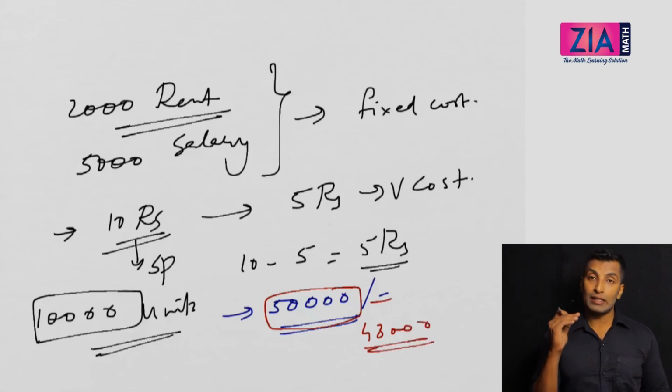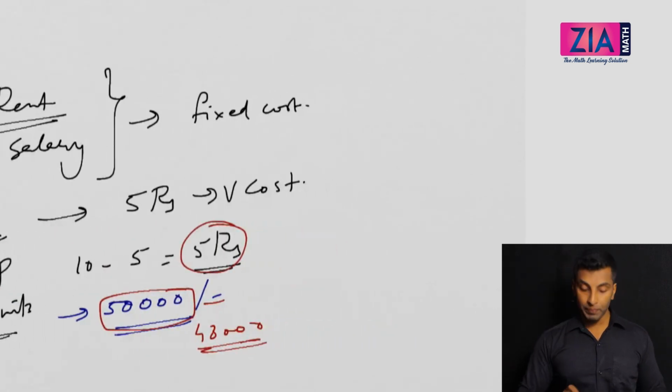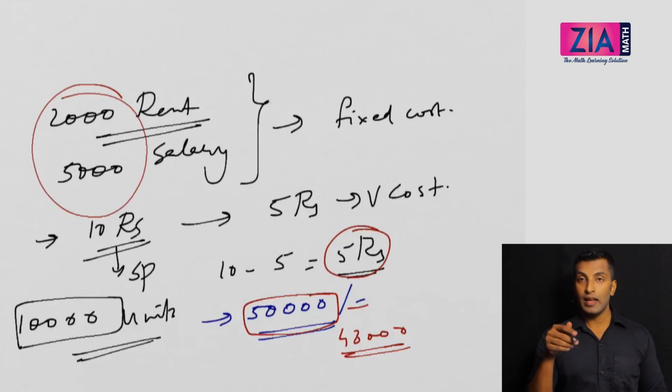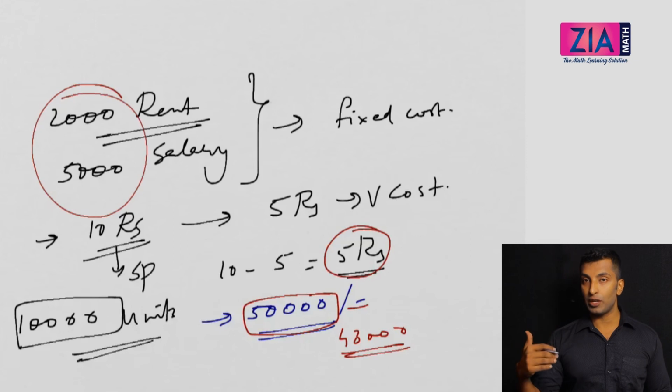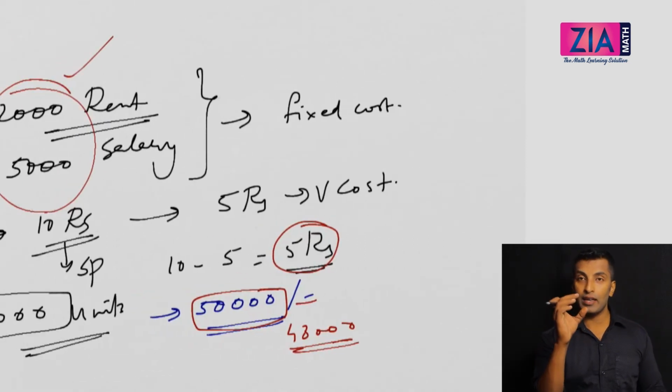Now to know the break-even point, this 5 rupees is the margin on each item, and the fixed cost is 7,000. From the margin or the contribution of that item you need to recover this. The recovery point is what we call the break-even point. So 7,000.